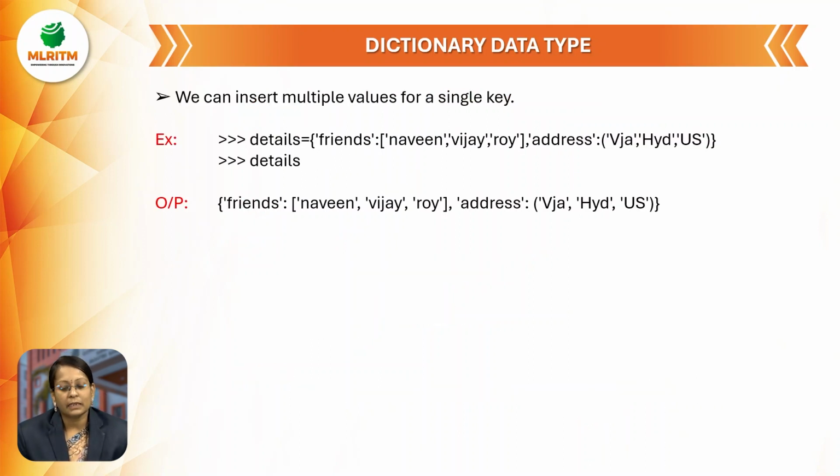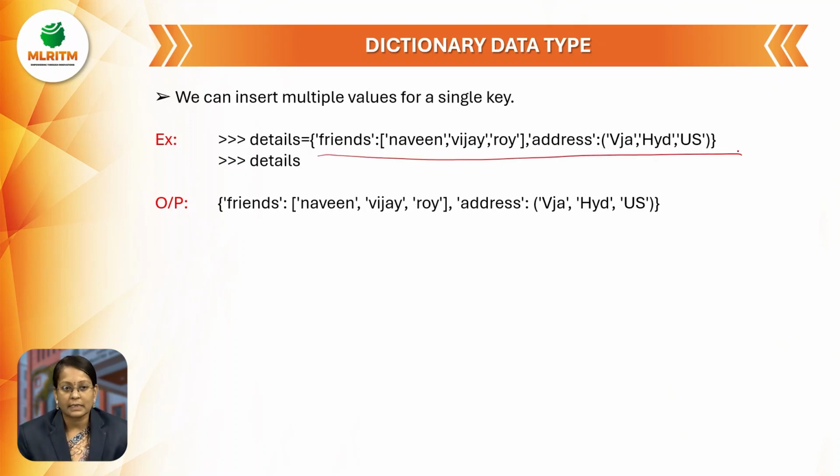We can insert multiple values for a single key also, just like a person has many friends and the corresponding addresses. Those multiple values are enclosed in a list and separated by commas, and we represent the multiple values like this.